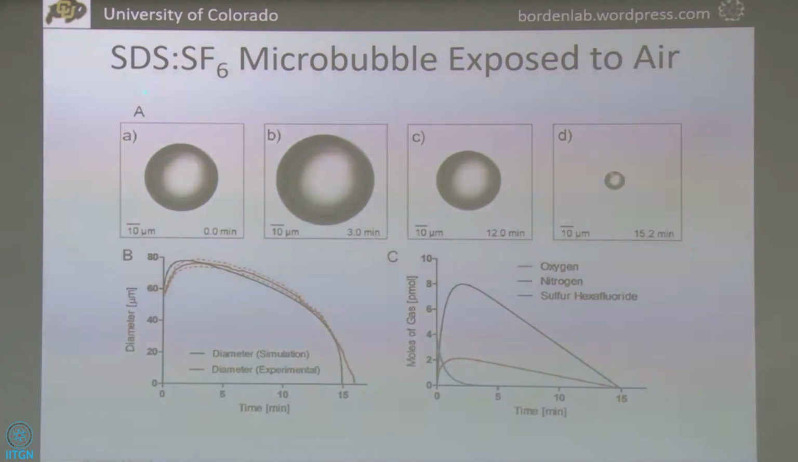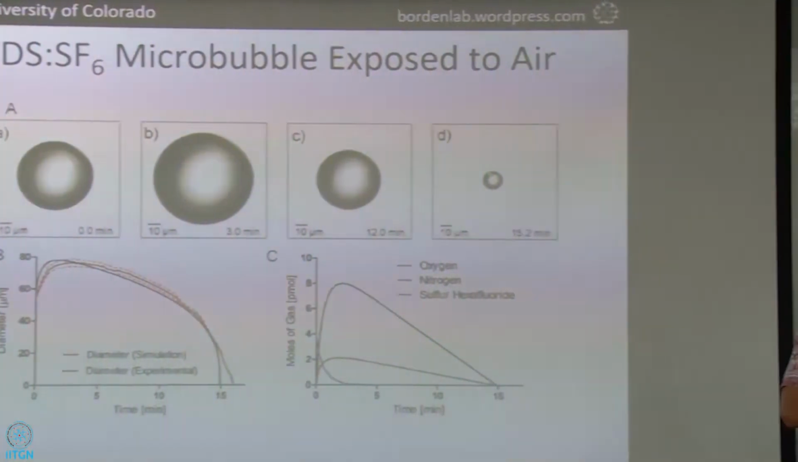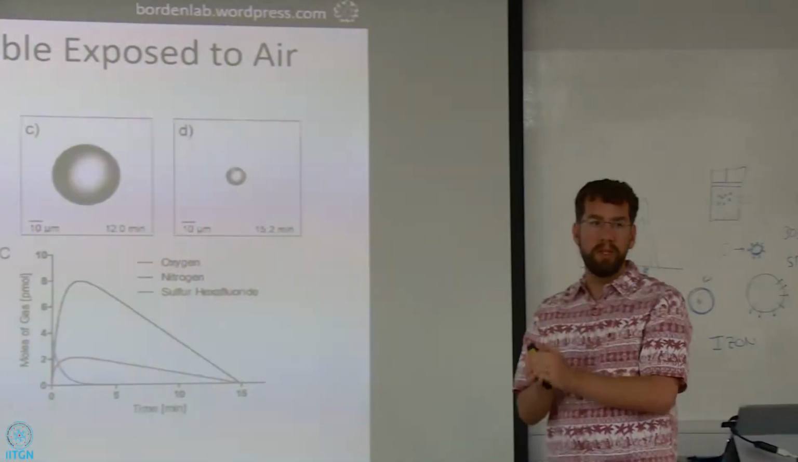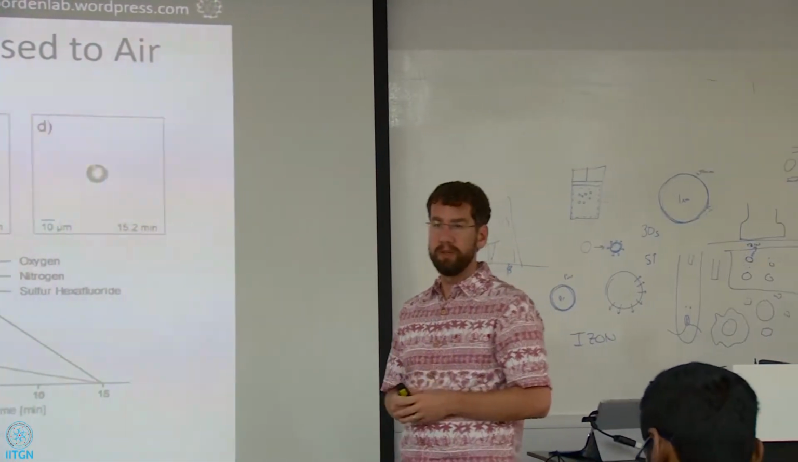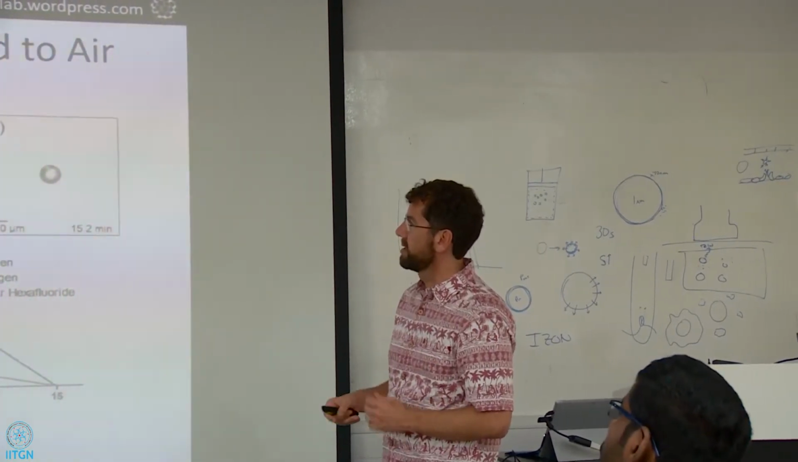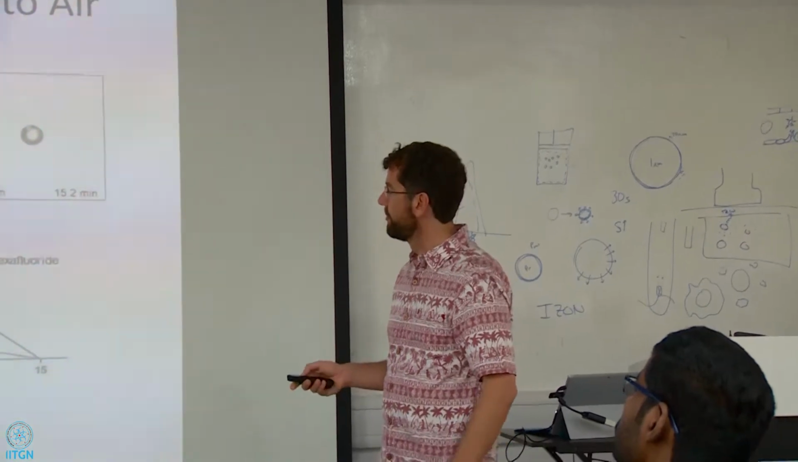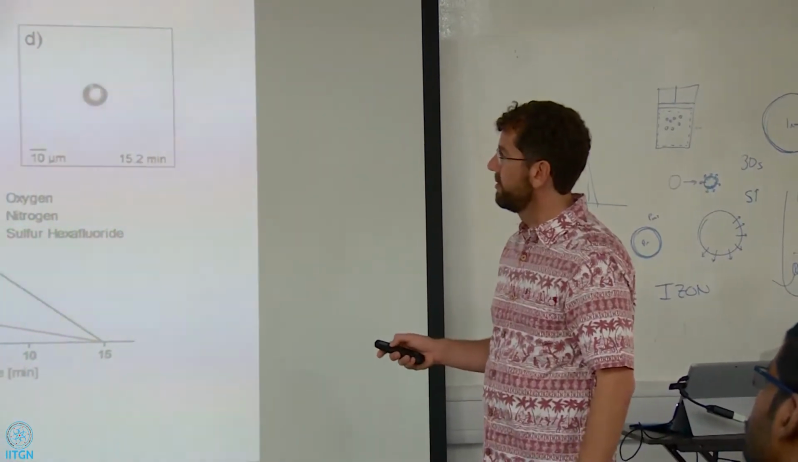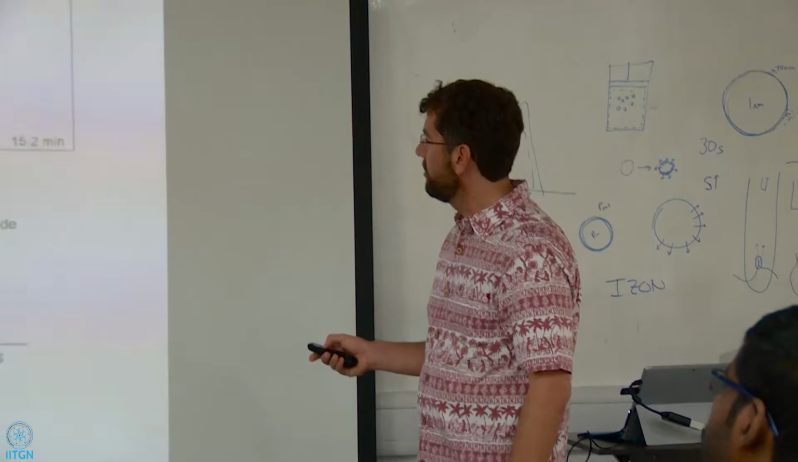Now, in this case, we used as a surfactant SDS, or sodium dodecyl sulfate. And the reason we use this is because it's a soluble surfactant. It's a constant surface tension. Because we didn't want to start with lipid, which has these kind of unknown surface tension properties. So we started with SDS because it's a well-behaving surfactant. And SF6 is the filling gas inside.